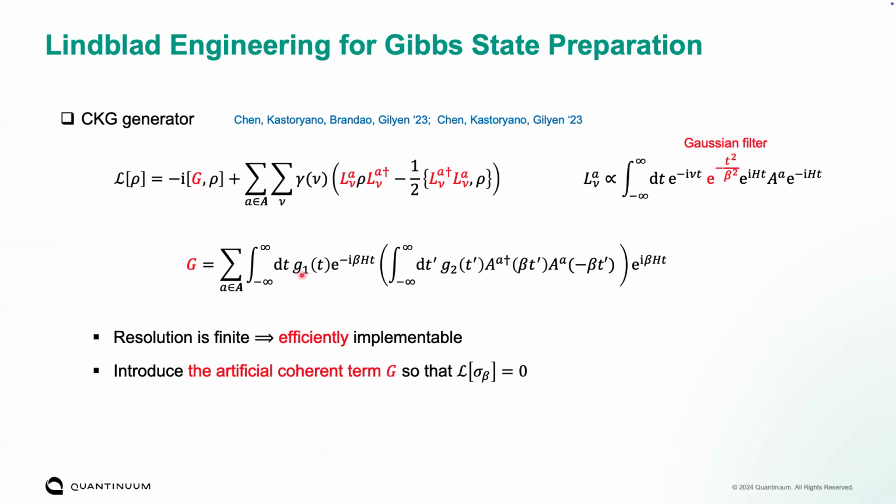It's important that this G1 and G2 are exponentially decaying functions. So even though there's an integral of t going from minus infinity to infinity, again, you can truncate this integral. So that's why you can efficiently implement this G. So now it's nice because you don't need the infinite precision or infinite integral in this Lindblad operator. And also they satisfy the detailed balance condition, meaning that the Gibbs state is a fixed point. So this was a recent discovery that they made.